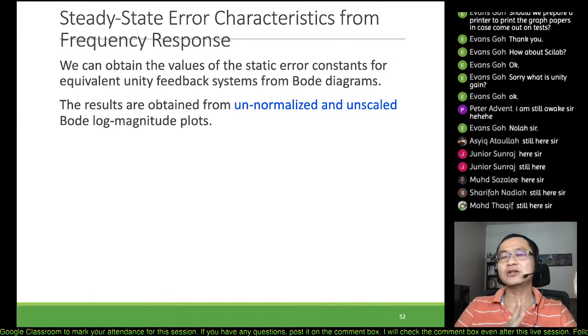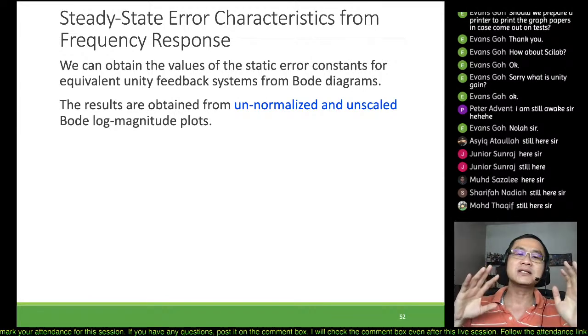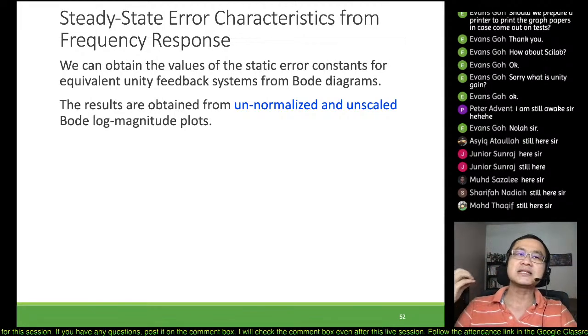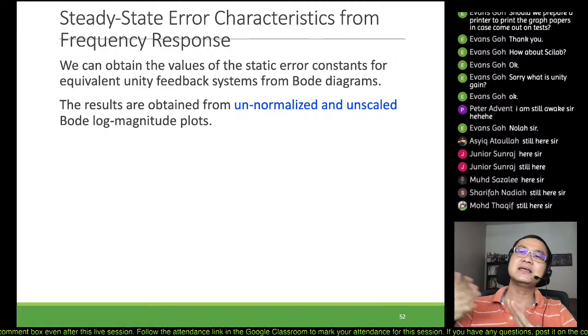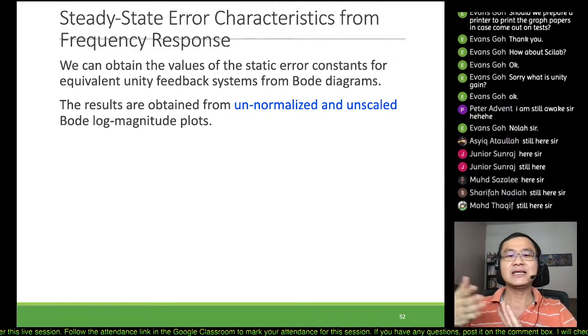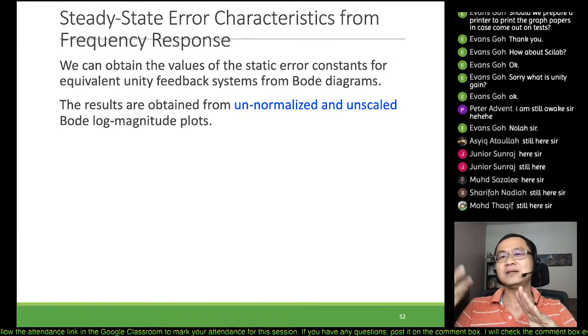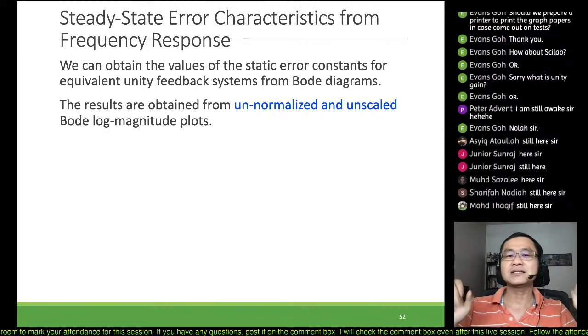You have learned the root locus technique. Now we are using the frequency response technique to design your compensator. The concept or idea of the compensator remains the same. You have P, PI, PD, PID, or maybe lag compensator, lead compensator, and so on. So that is the idea.